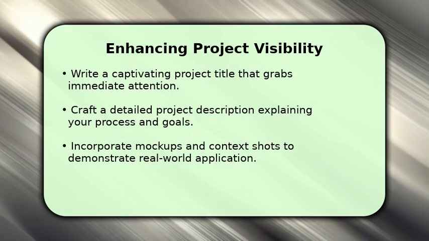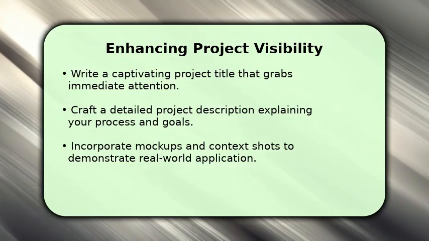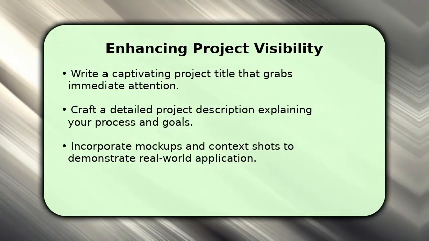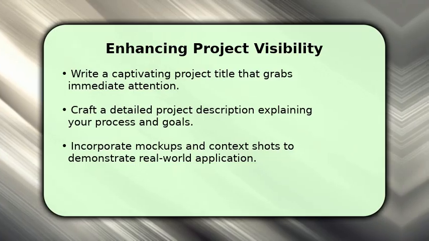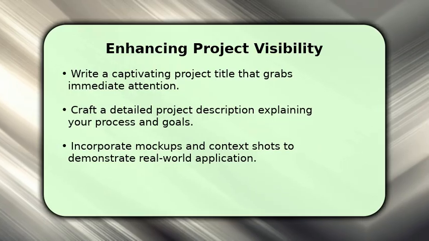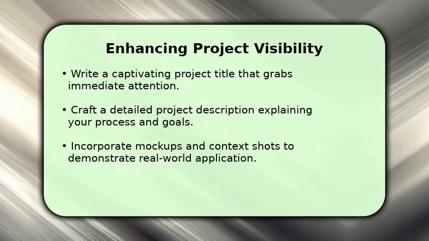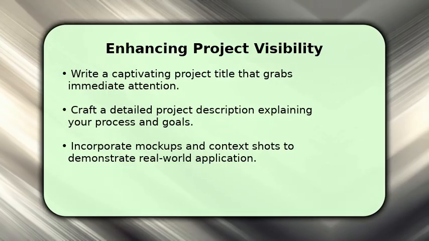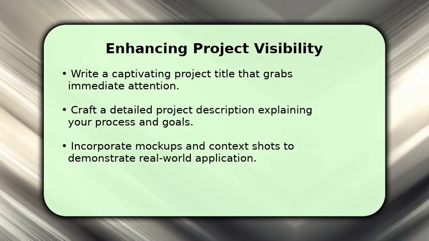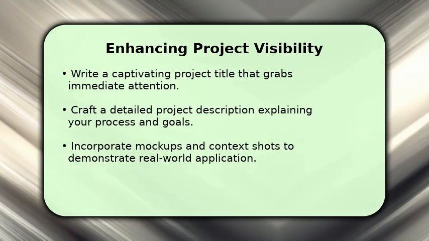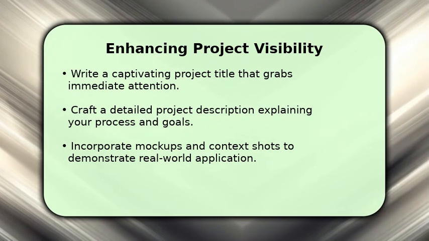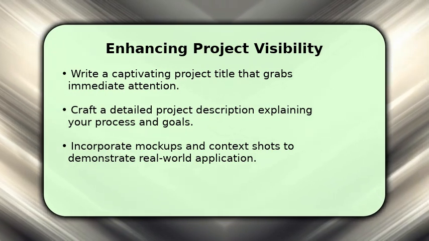To make your projects truly shine, focus on presentation. Start with a captivating project title, ideally under 60 characters, that clearly states your work's essence. Then, write a detailed description, around 100 to 150 words, outlining your creative process, challenges, and solutions. Incorporate mock-ups and context shots to show your work in action. Finally, consider getting feedback from a few trusted peers before publishing to ensure maximum impact.